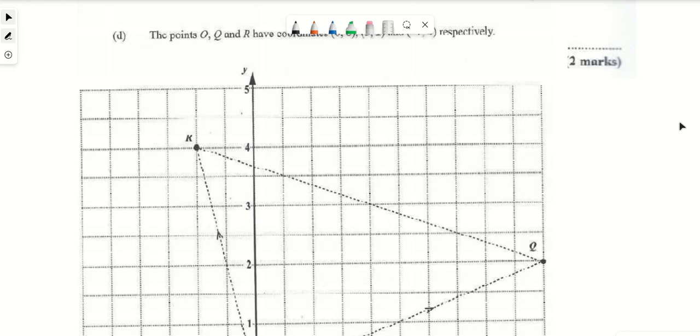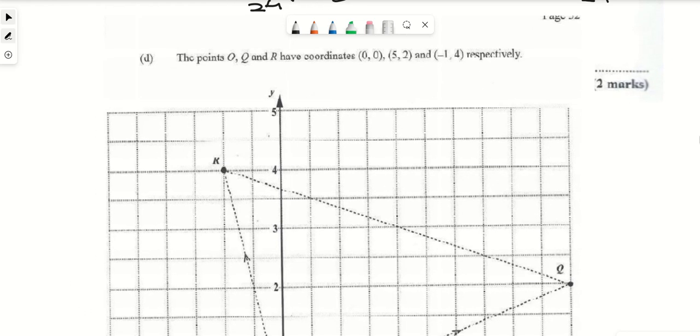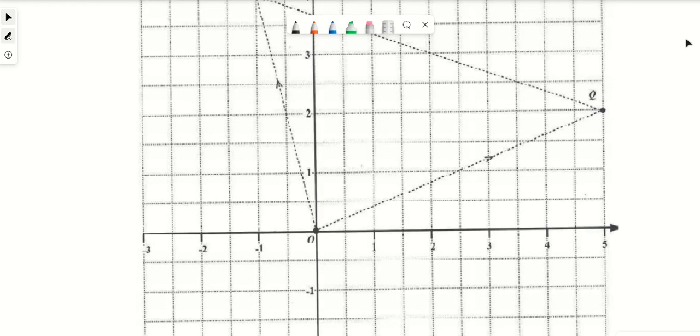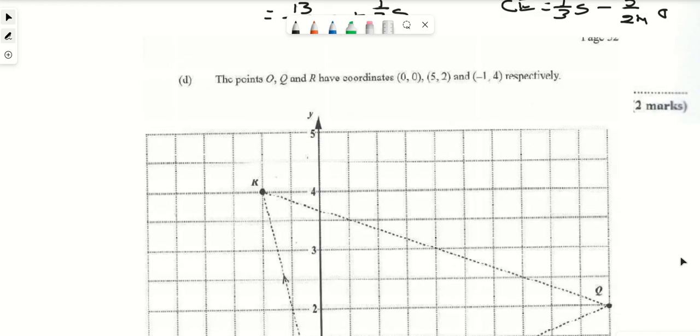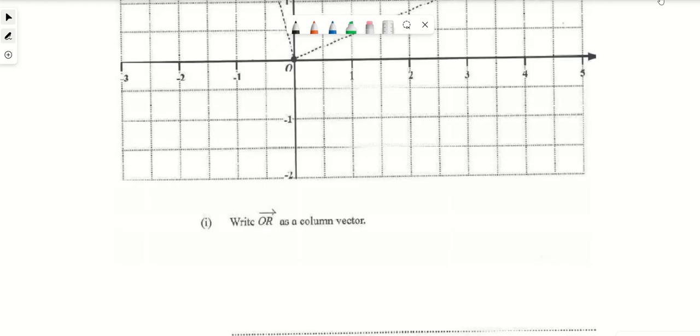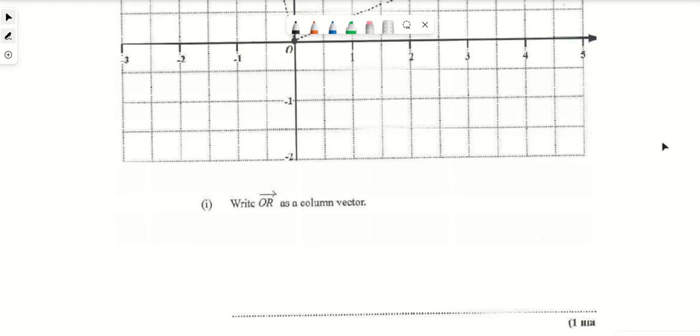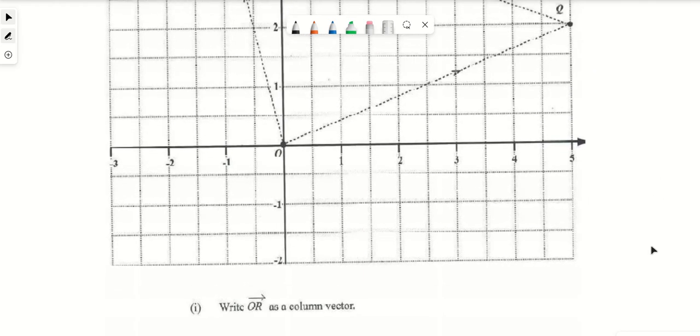Okay, so this is part D. They said points O, Q, and R have coordinates. Well, O is (0, 0), Q is (5, 2), R is (-1, 4). Right? So we can see that they have already plotted the points respectively. They said write OR as a column vector.